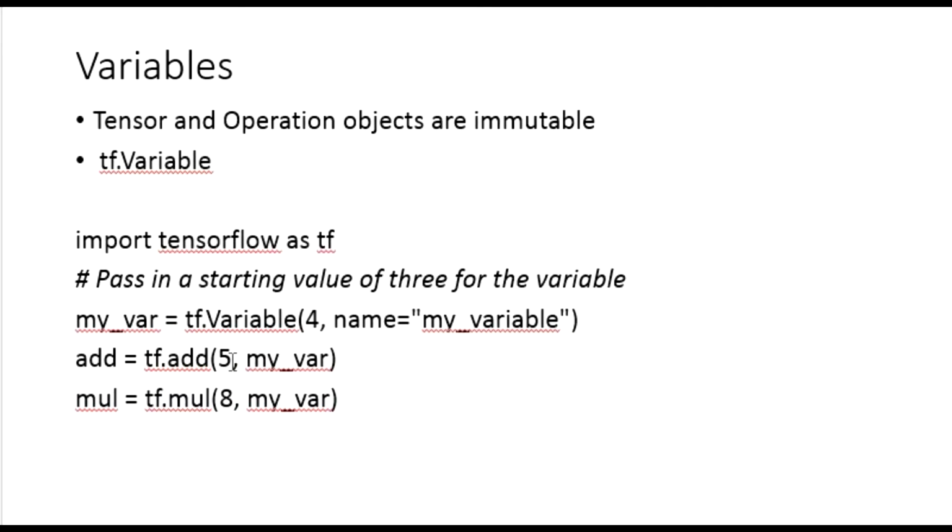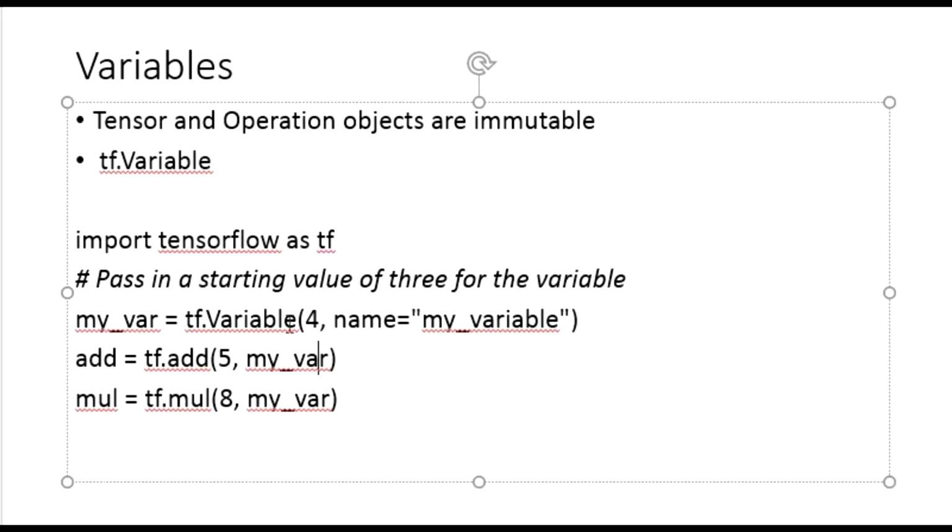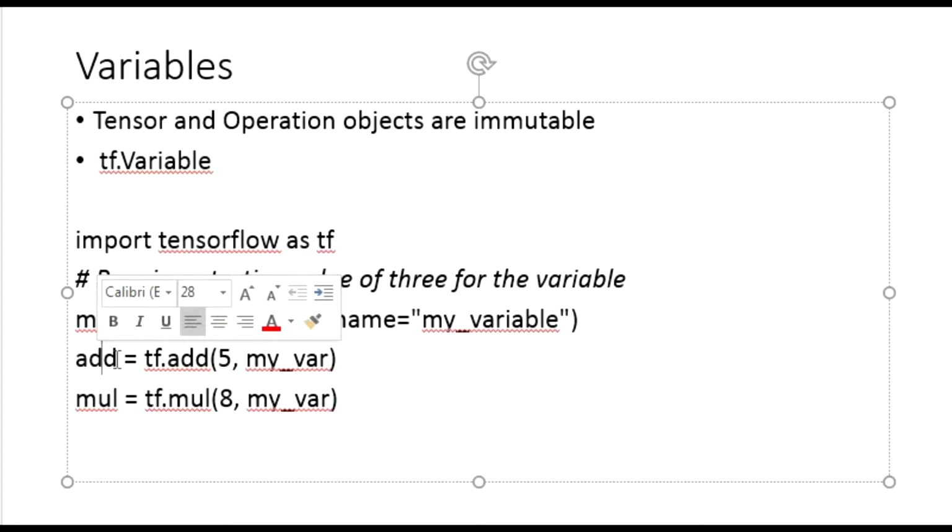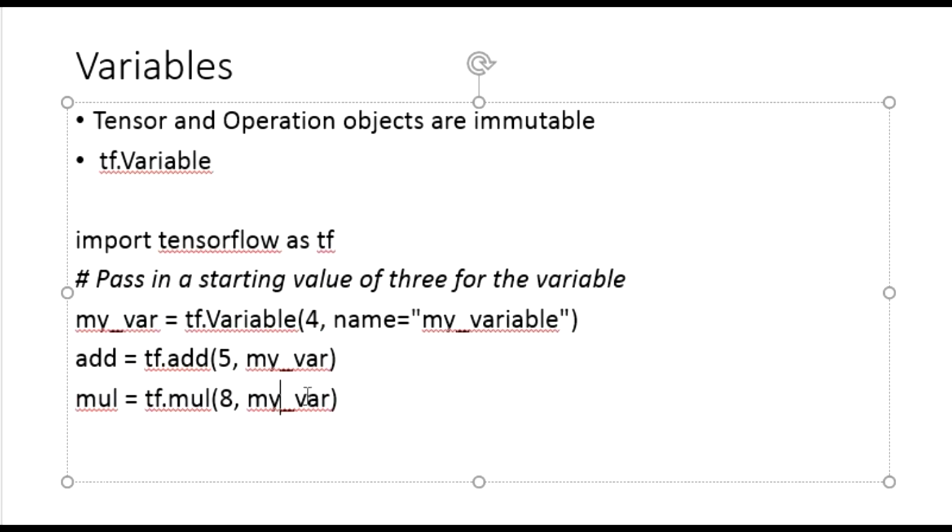So let's take a look at this example. This is my var, which I just created over here. This is a variable, and I'm using it inside an addition operation. So I'm adding it with 5, and the resulting tensor will be stored in this tensor. Here's another example. This is my variable, which I just created over here, and I'm multiplying it by 8 to create this mul tensor. So let's do this in TensorFlow.